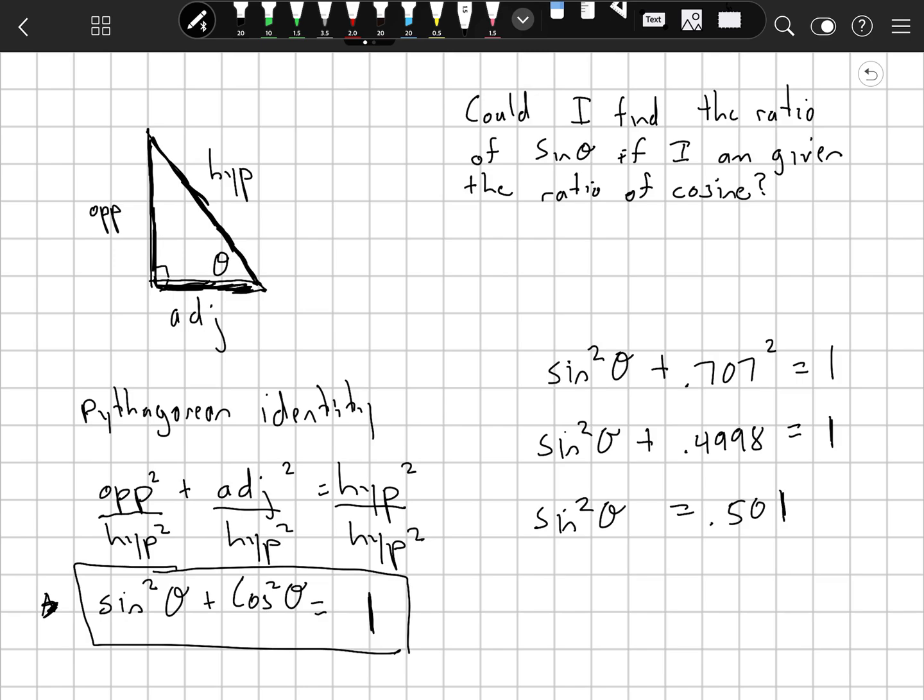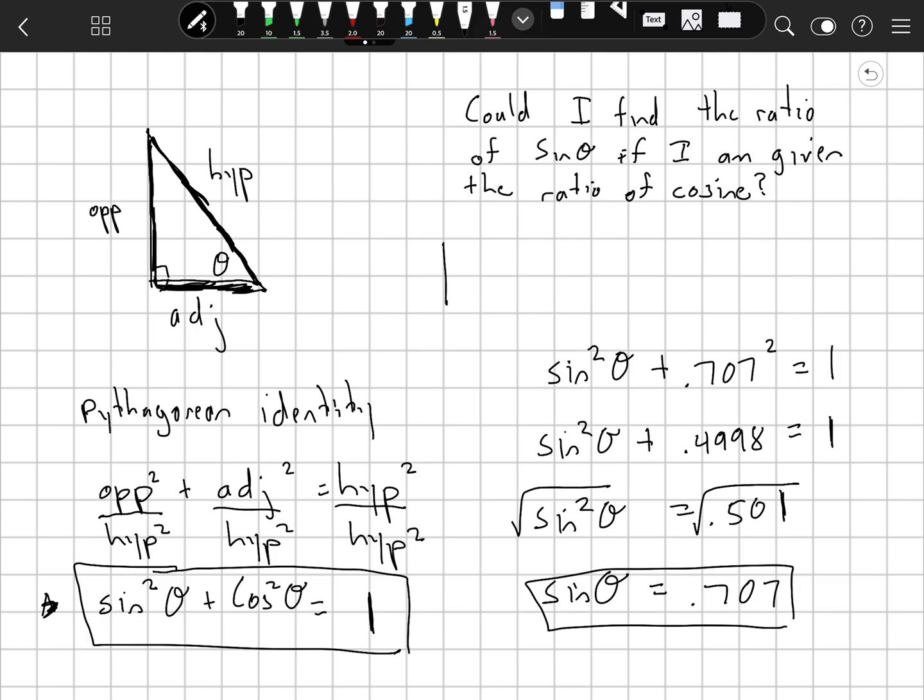And we're almost there. We just need to square root both sides because we're squaring the sine function here. We're not squaring the angle measure, we're just squaring the sine function. So I'm going to square root this and square root that, and we get sine theta equals 0.707. Okay, and so we just found what the ratio of sine was when the ratio of cosine was given to us.